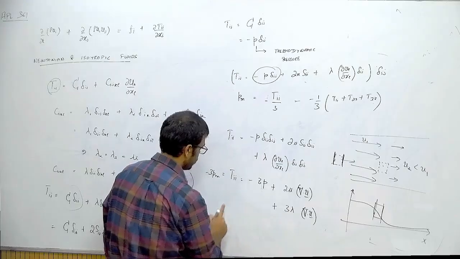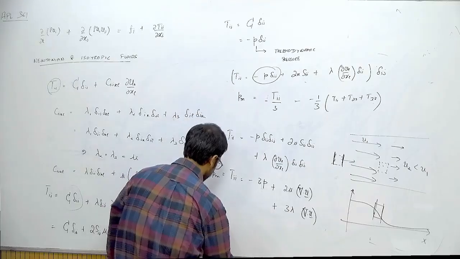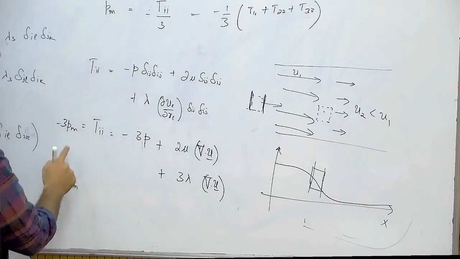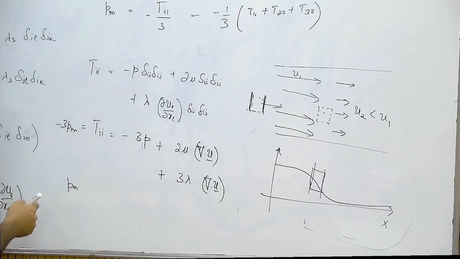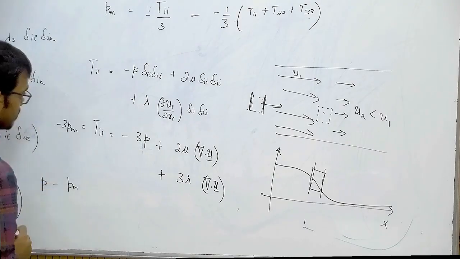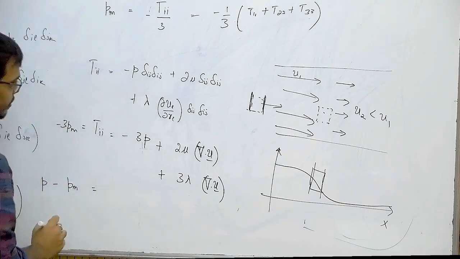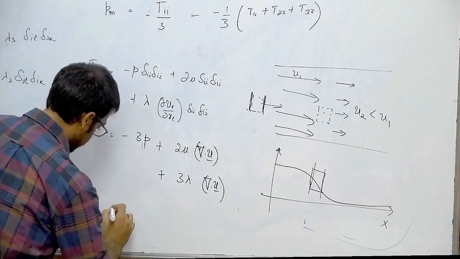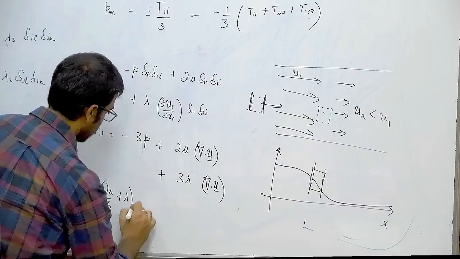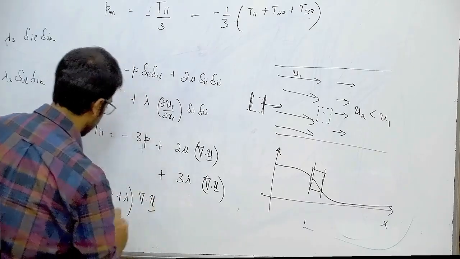So, we have, what do we get from this equation? We get that Pm, or let me take the Pm on this side. No, let me bring P on this side. So, P minus Pm equals, what do we get? 2 mu by 3 plus lambda times del dot U.